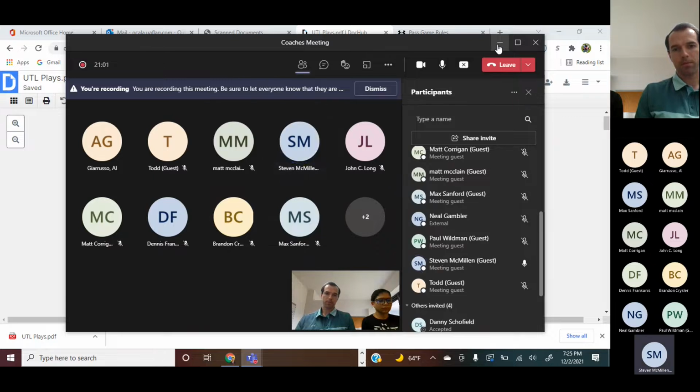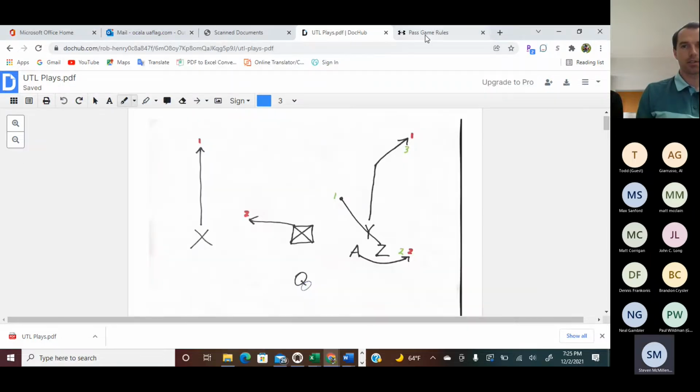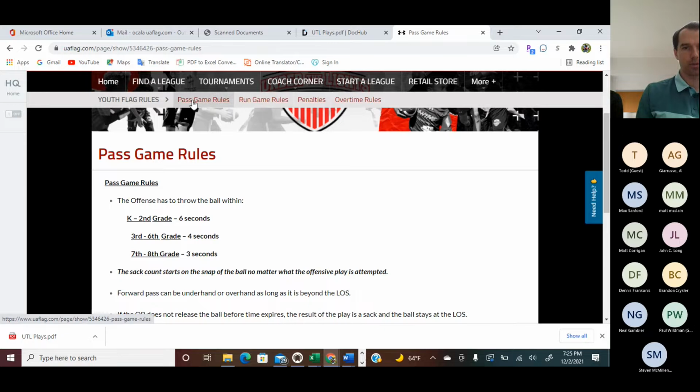So I'm going backward from 3 to 4 to K to 2. What is it, 7 seconds? So you're going back. K through second, the sack count is 6 seconds. 6 seconds. Okay. And that's in the pass game rules here. So your sack count is 6 seconds for K through second.